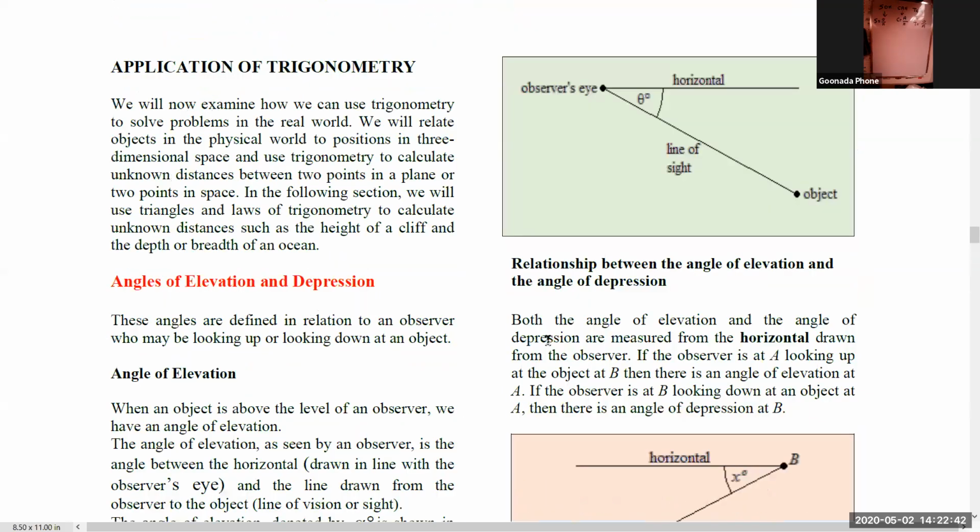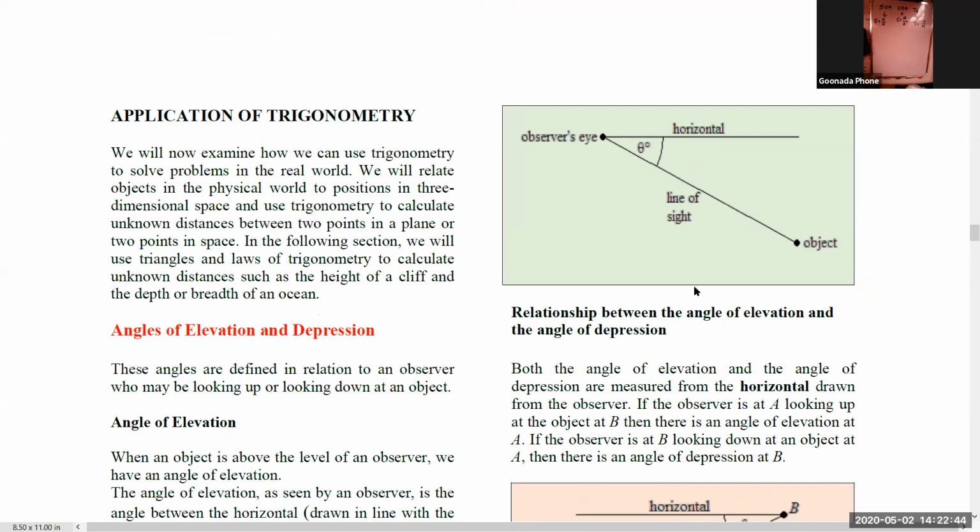Let's see the diagram. So as you all can see, the observer's eye is here, and below the level of the observer's eye is the object here. This angle between the horizontal eye level and the object is called the angle of depression. And this, of course, is the line of sight. Any questions so far?